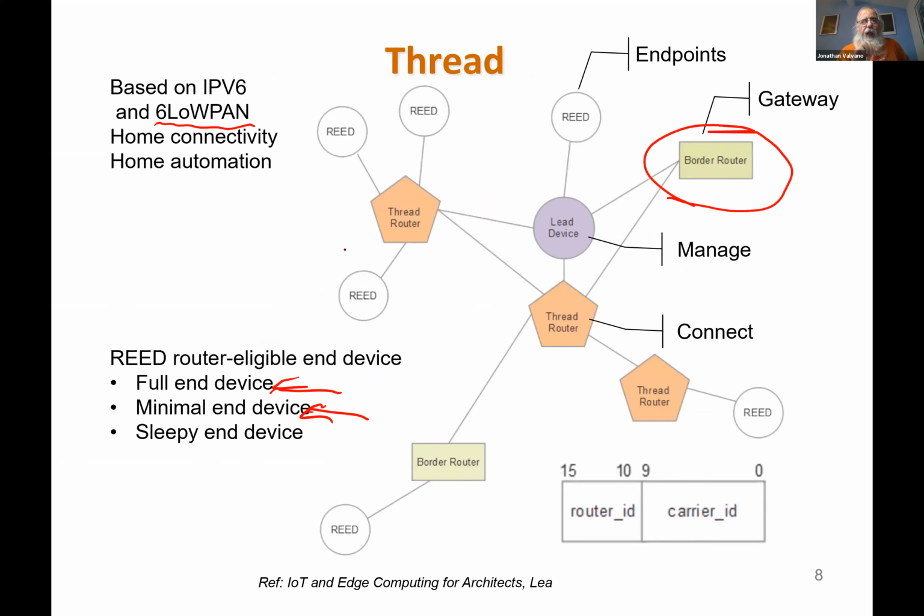Okay, so a minimal end device can only talk to a router. Routers can talk to routers. Reeds don't talk to reeds. This is a mesh again. But they've added one more thing, and that is one device becomes the lead. And so apparently it handles managerial tasks.